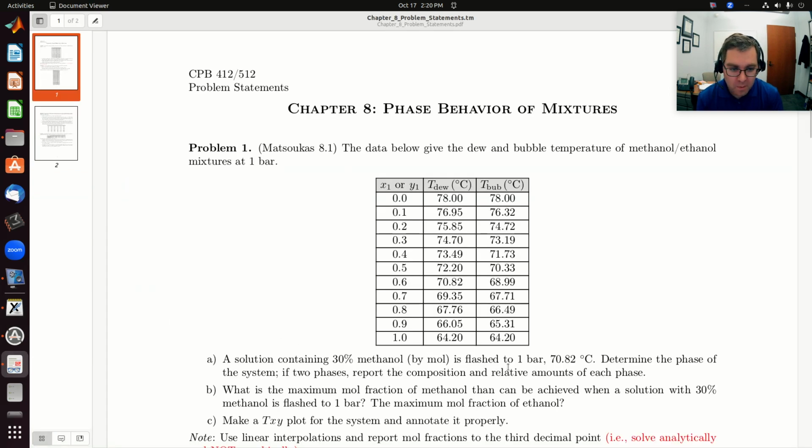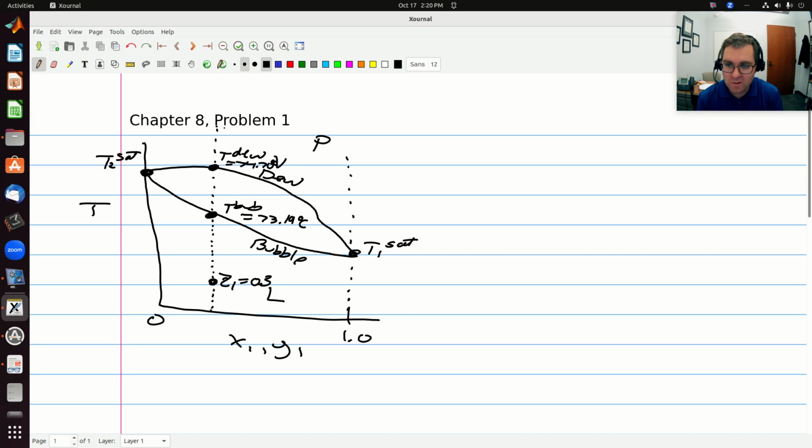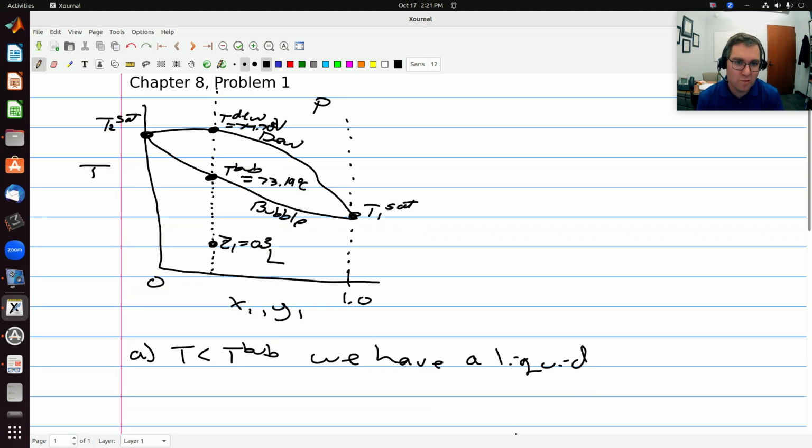But now if I look at the problem, we're told that we have a system at 70.82 degrees C. So the question is, where is 70.82 degrees C on my phase diagram? I'm going to be on this vertical line because this corresponds to a system of 0.3 mole fraction, and I'm at a temperature less than T-bub, 70 point something degrees C. So for A, since T is less than T-bub, we have a liquid. You can say we'd have a liquid of composition Z1 equal to 0.3.